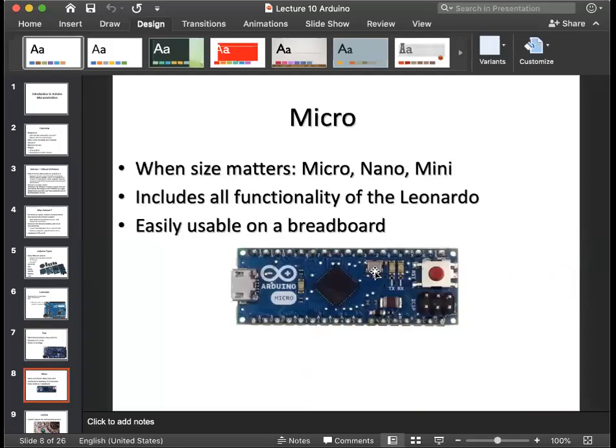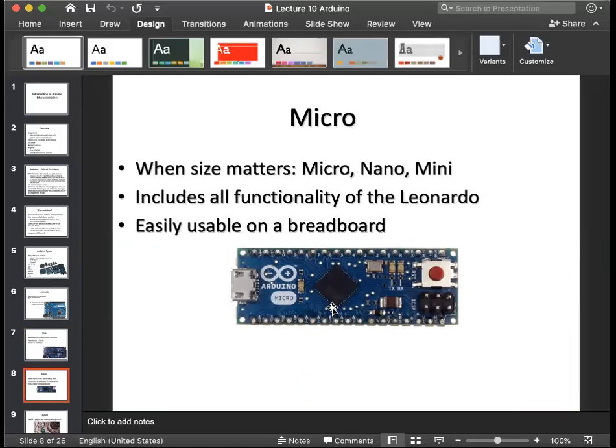There is a Micro Arduino. Micro Arduino is named based on its size. There are sizes like micro, nano, mini. So many different sizes are there, and these sizes define one category called the Micro Arduino. Micro Arduino includes all the functionality of the Leonardo and is easily usable on a breadboard.